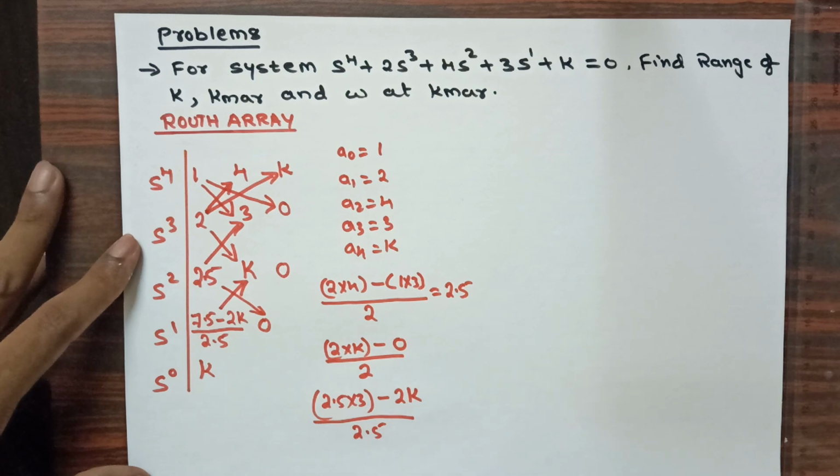From this I am going to first find the range of k, then k margin, and then I am going to find omega at k margin.